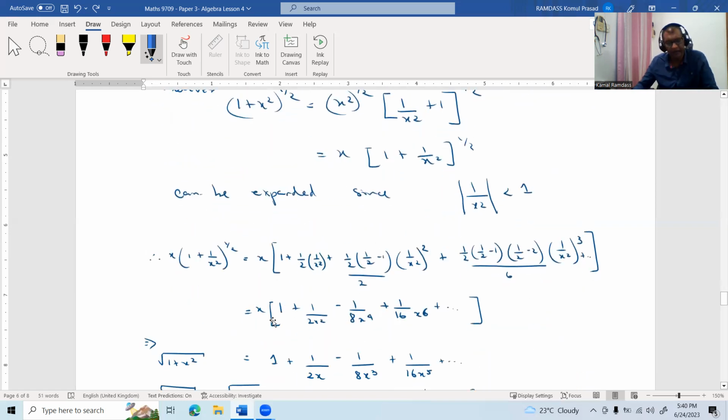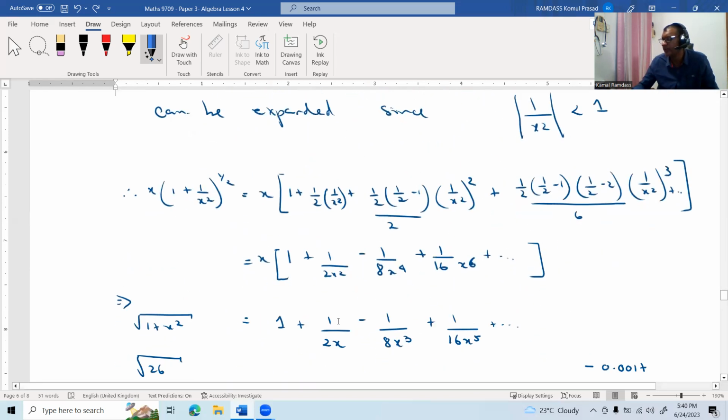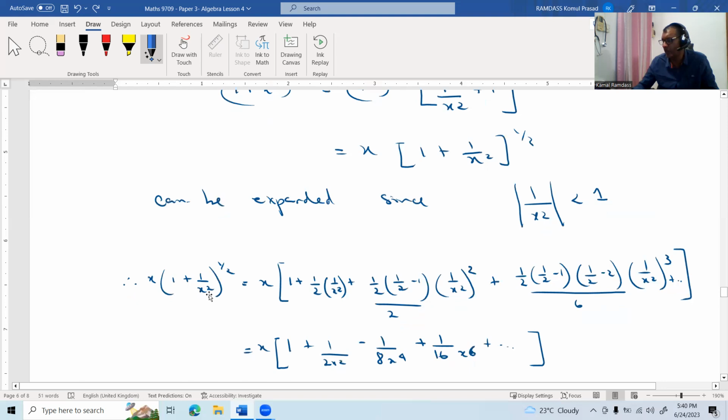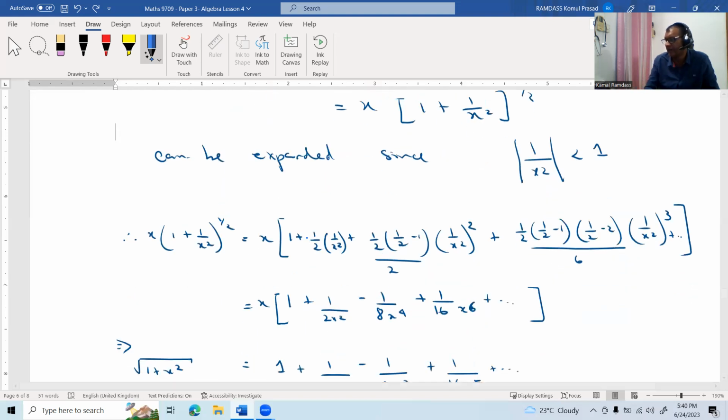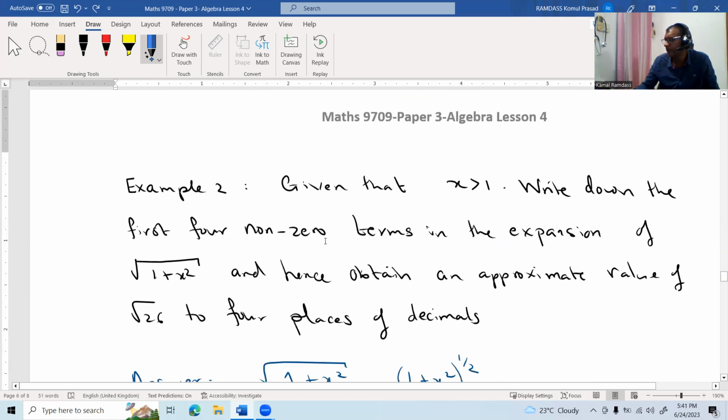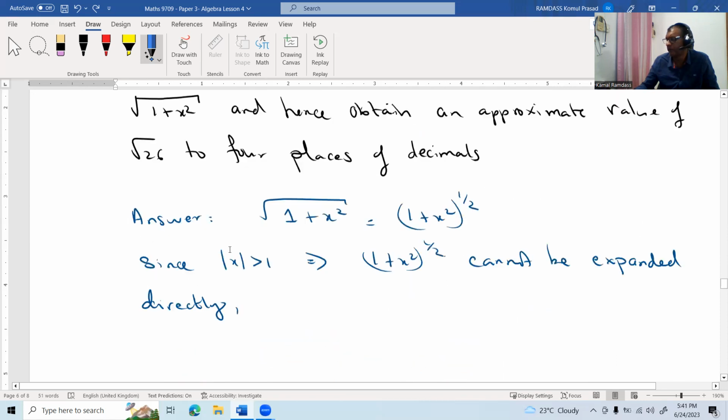That is logical. Now we get x times (1 + 1/x²)^(1/2): x times 1 + 1/2 multiplied by 1/x², plus 1/2 times (1/2 − 1) divided by 2 multiplied by (1/x²)², plus 1/2 times (1/2 − 1) times (1/2 − 2) divided by 6 times (1/x²)³, plus ... These are the first four non-zero terms.